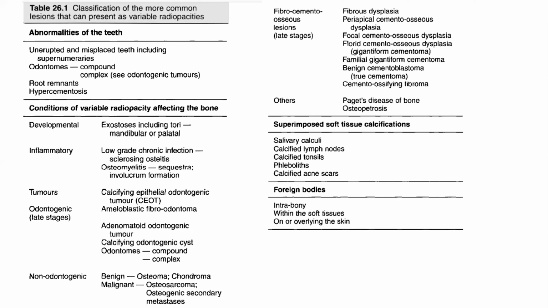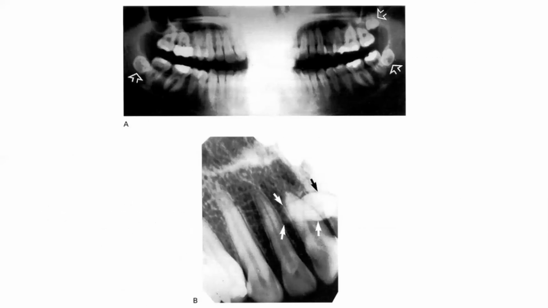Now, let's start with the abnormal radiopacities of teeth. So we said unruptured or misplaced teeth, including supernumeraries. Radiopacities caused by these unruptured or misplaced teeth are readily identified as such radiographically by their characteristic shape and radiodensities. We can see wisdom teeth impacted on the picture or radiograph numbered A, or an impacted canine on radiograph B.